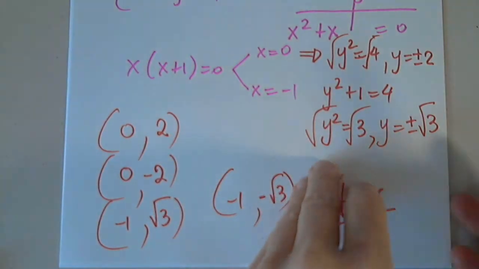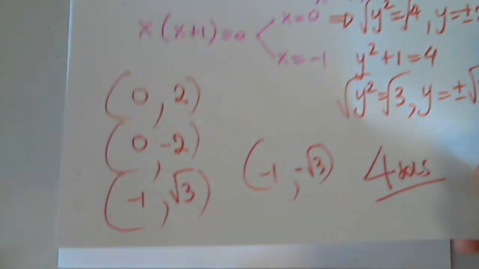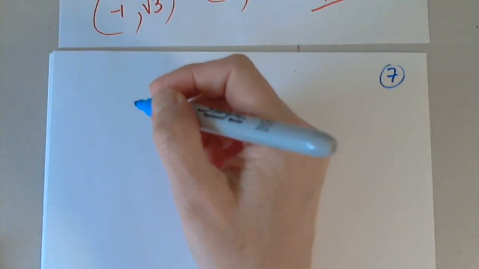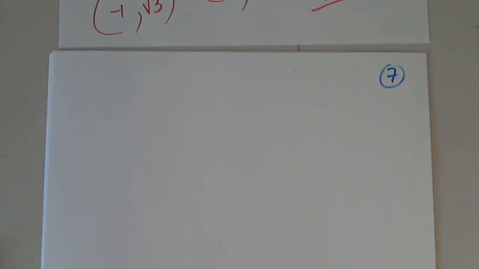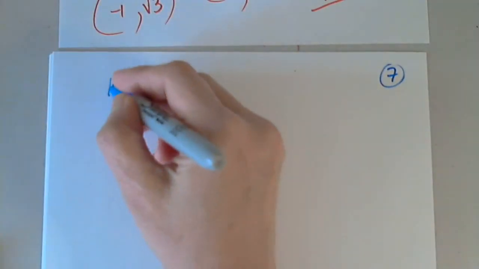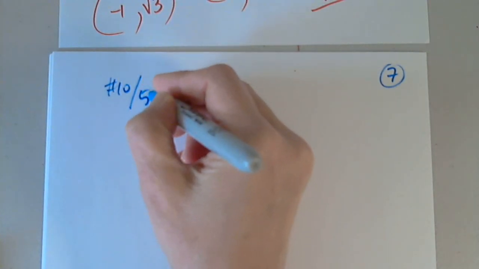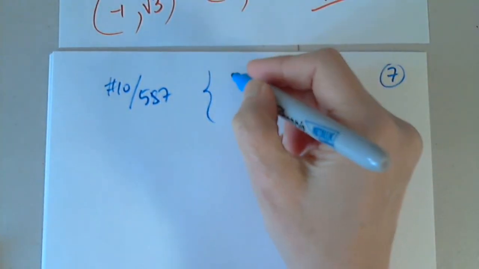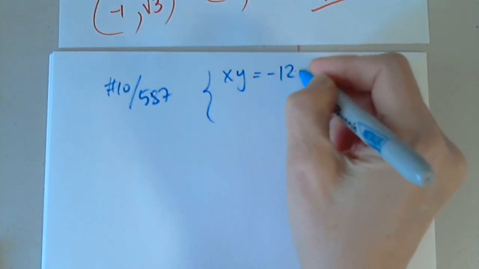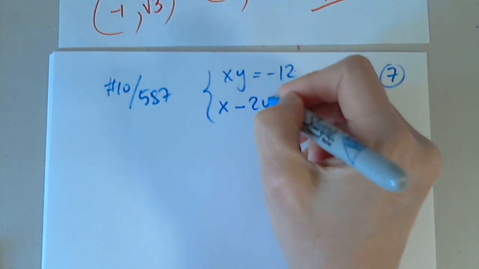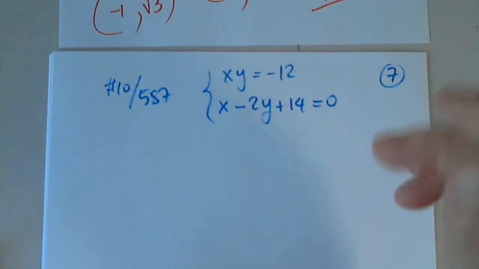Let's look at a word problem here, or if you'd like to work on more, please tell me and please choose. Are we ready? Number 10. Can we do number 10? Yes, of course. Number 10 on page 587 says xy equals negative 12 and x minus 2y plus 14 is 0.